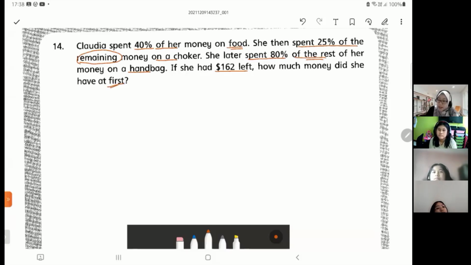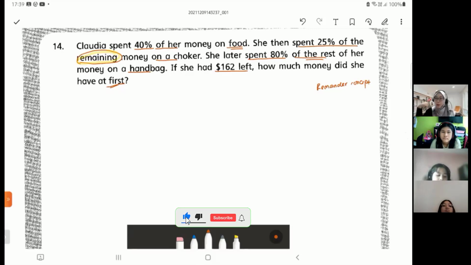I circle remaining, right? I circle this because this is actually remainder concept again. Remember just now I told you that remainder concept is a vast concept. It's a concept where you can use model, units, fractions, branching, and even percentage to solve. For this question, I'm going to use the percentage method to solve the remainder concept. All right, are we ready?